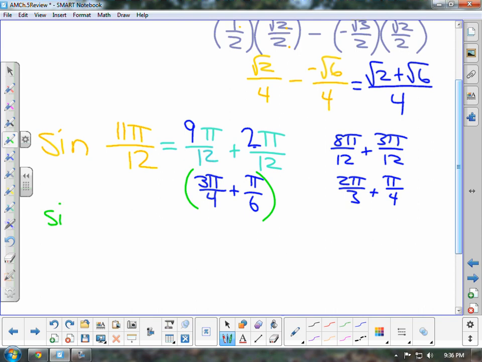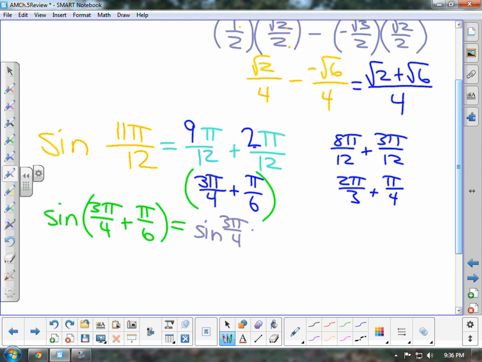So we are going to say the sine of 3 pi over 4 plus pi over 6. And so then from our trigonometric identities for adding angles together, sine of an angle plus another angle would be sine of 3 pi over 4 cosine pi over 6 plus cosine 3 pi over 4 sine pi over 6.